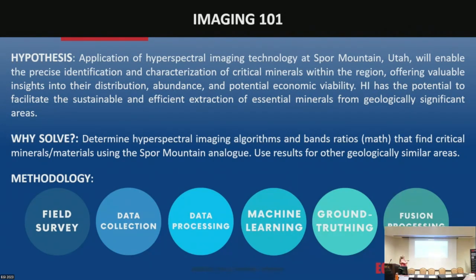So this is our methodology. We're going to go through field surveys, data collection, data processing, machine learning, and then ground truthing. We're going to go take samples. And this is really key because a lot of people do hyperspectral imaging and satellite imaging in general, and they don't go and get the rocks and test out their theories. So it's really important. And then using that in a fusion process and then go back to machine learning and teach the models and go through it again and again and again until we get good results.